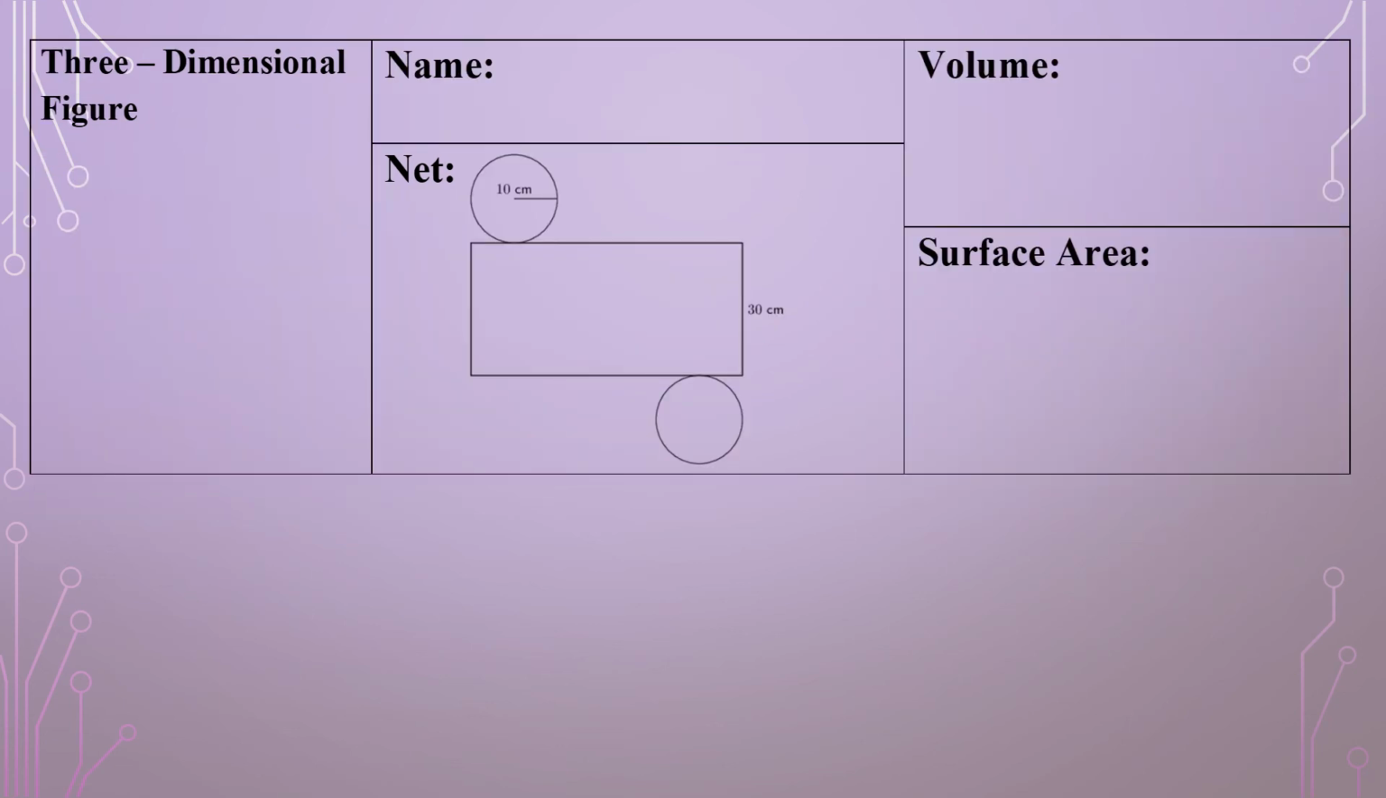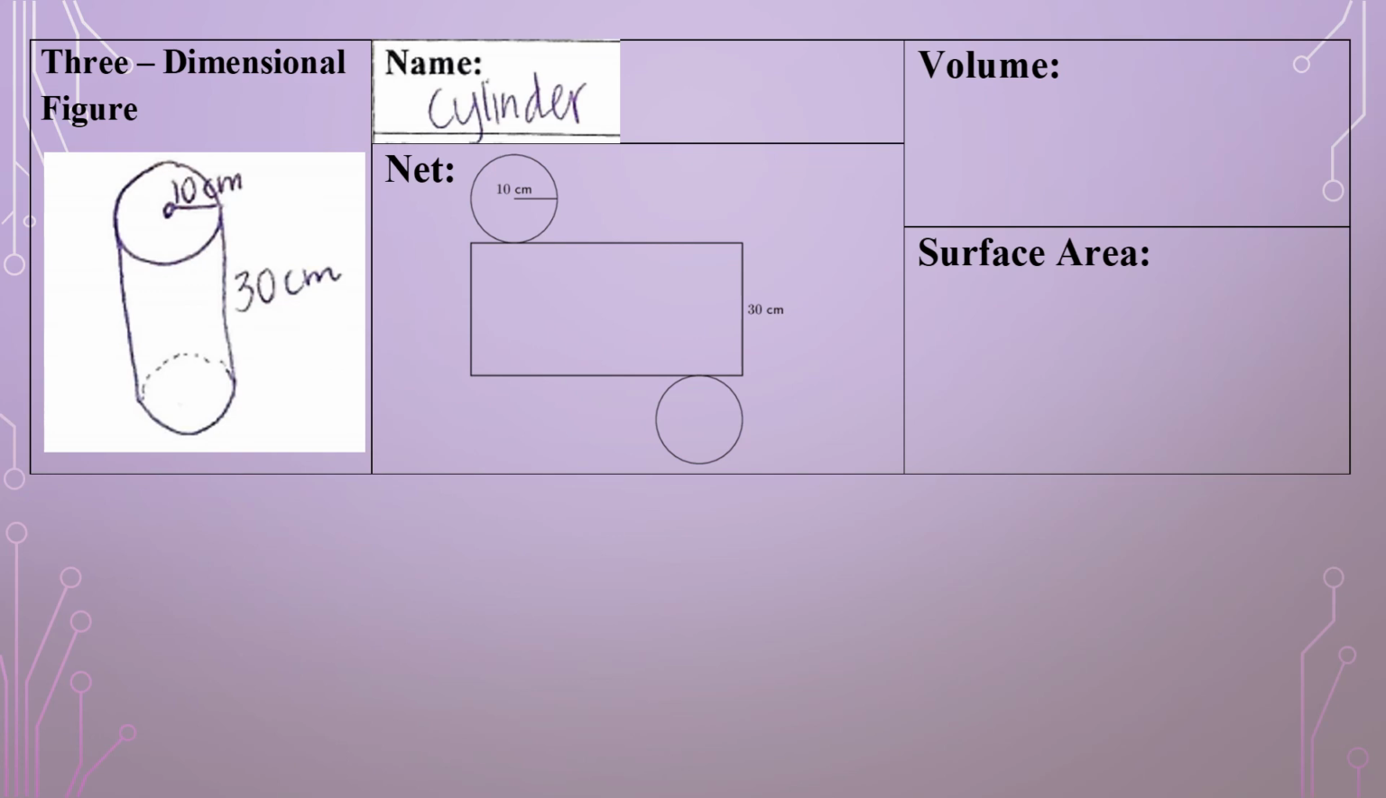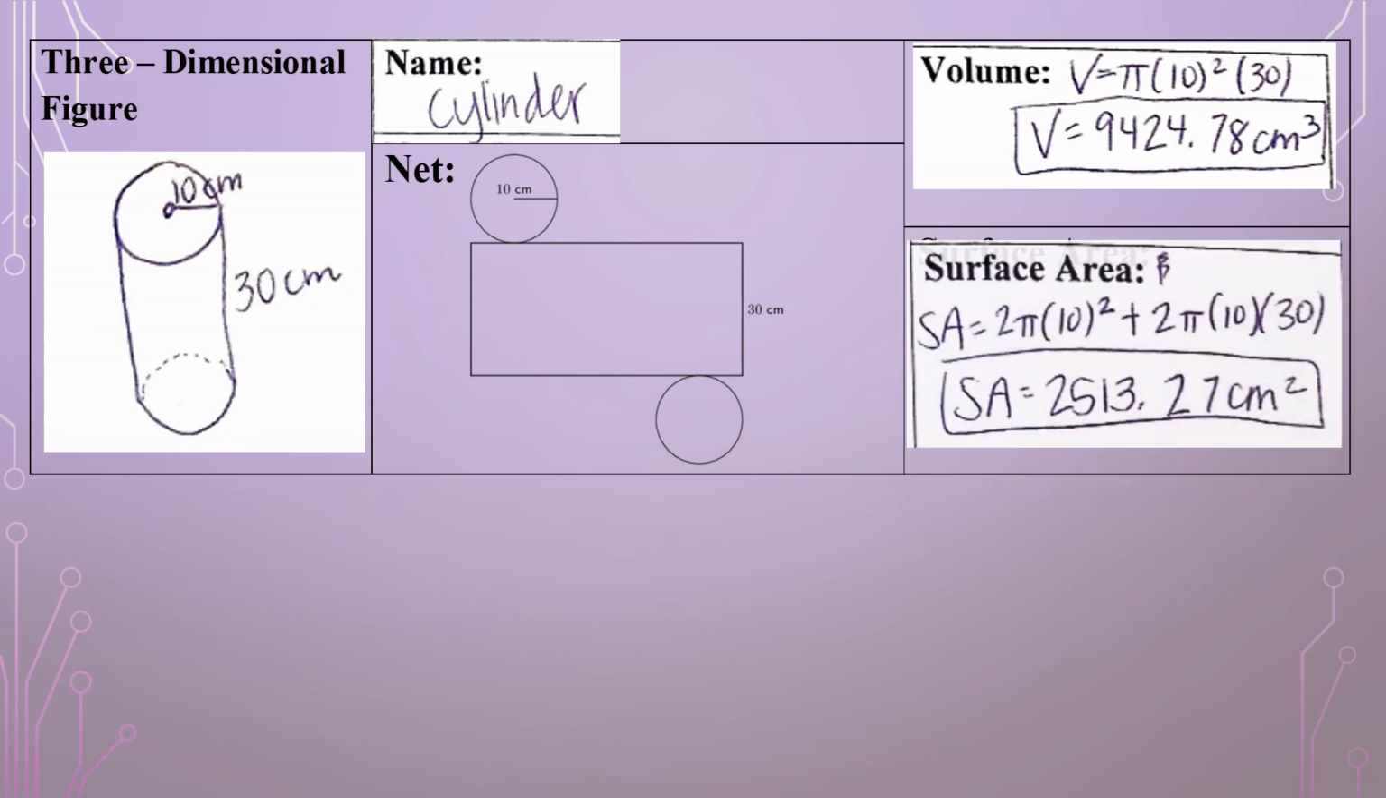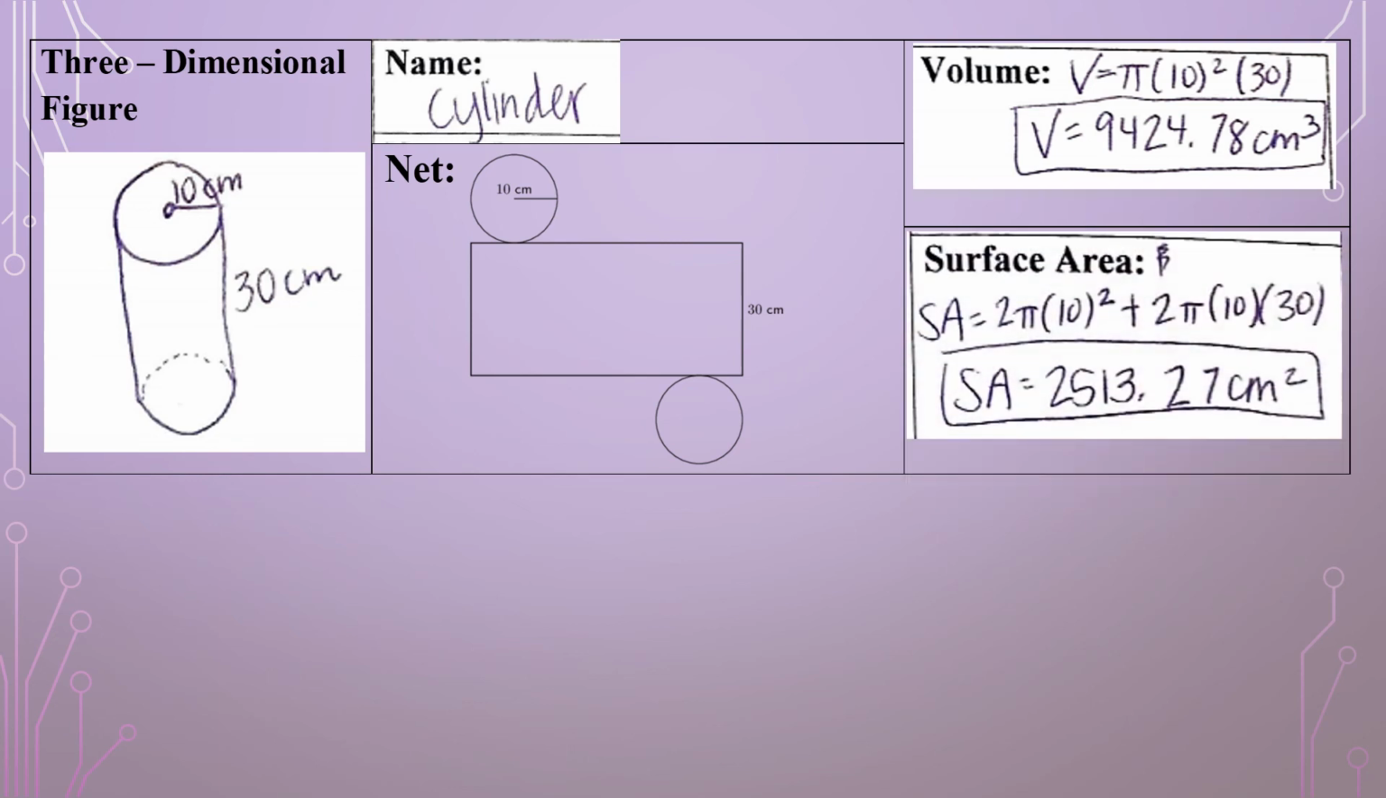The last one here, we're looking at the net. It is obviously a cylinder, and then for the 3D figure, again, if it's not perfect, it's perfectly fine, guys, it's not a big deal. So your radius is 10, your height is 30. I found the volume first because there's 2 separate equations. You don't have to find any extra height or slant height or whatnot. So just plug it into your volume equation for a cylinder and you get 9,424.78 centimeters cubed. And then for surface area, you're going to plug it into that other equation.